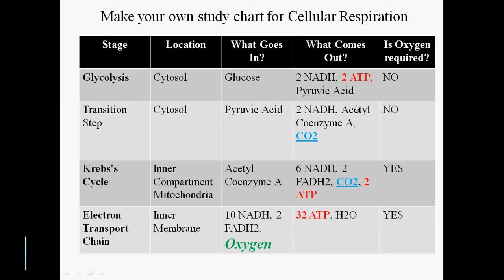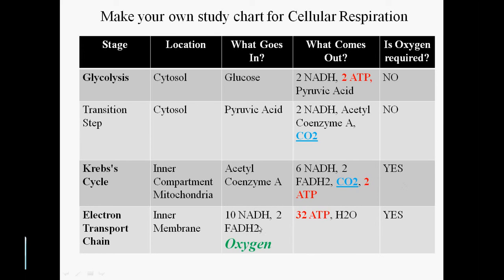2 NADHs, the acetyl coenzyme A, and some carbon dioxide. And again, oxygen is not required in this stage. Now, the Krebs cycle, which occurs in the mitochondria, as we mentioned before, what goes in? The acetyl coenzyme A, and what comes out? 6 NADHs, 2 FADH2s, which are both types of electron carriers, carbon dioxide, 2 ATP, and oxygen is required.